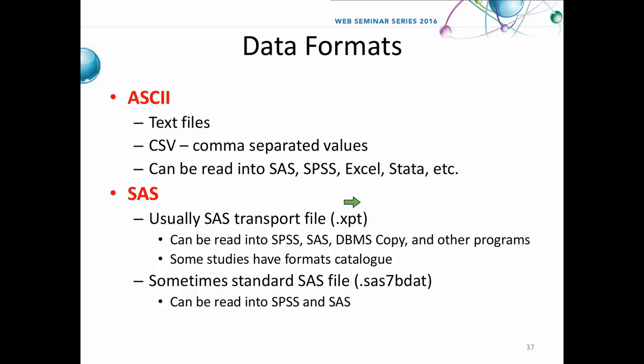So in terms of the actual data that you download, you generally have a choice between ASCII files and SAS files. So the ASCII files, those are just comma-separated text files. They're very easy to read into SAS or SPSS, Excel or Stata, or I assume EpiInfo. The SAS files are usually not how we think of SAS; they're called SAS transport files. Their extension is XPT. However, there are some studies where the data is actually in a standard SAS format, which is sas7bdat as the extension. Those can be read directly into SAS and SPSS, I believe. You don't have to do anything.